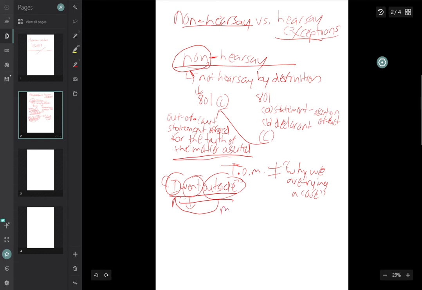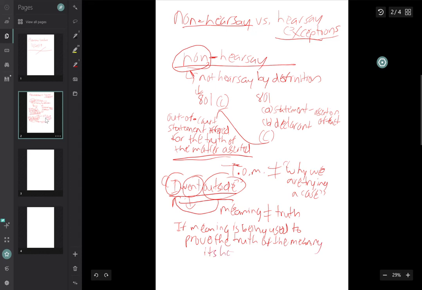So you have meaning, which is different than truth, right? If the meaning is being used to prove the truth of the meaning, it's hearsay.